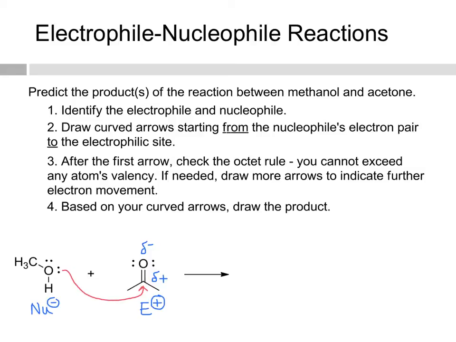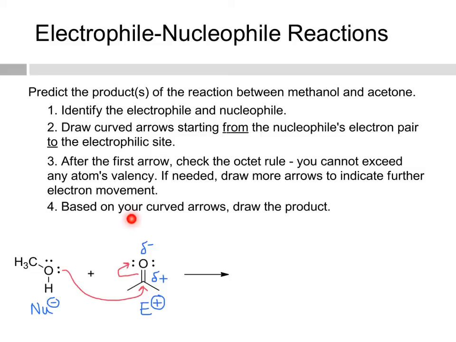And once we draw that arrow, we want to check rule 3. Check the octet rule for hydrogen. Remember, it's 2 electrons. And remember that you cannot exceed any atom's valency. If you find that you are exceeding, see if you need to break any bonds and draw any arrows to indicate further electron movement. So in this case, we know that this carbon already had a complete octet. Now we're adding 2 more electrons. That's not good. So we need to break a bond. We know that pi bonds are weaker than sigma bonds and more likely to break. So what we're going to do is break this pi bond and push those electrons onto the oxygen.